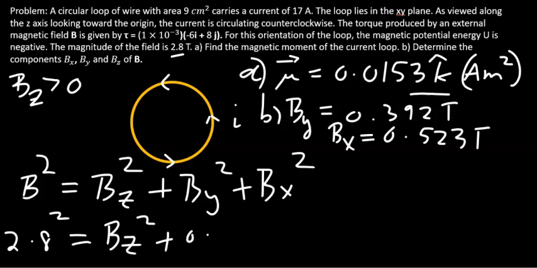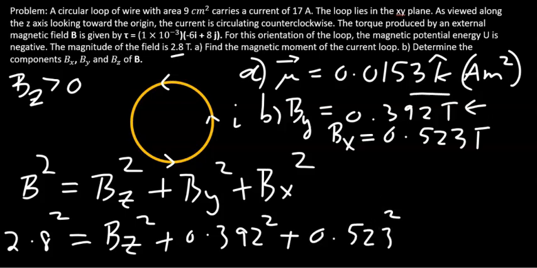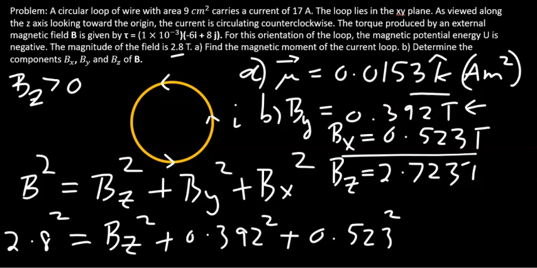By is 0.392 squared. That's from here. Bx squared is 0.523 squared, because we know Bx from there. And solving for Bz, we get 2.723 Tesla. And that solves the problem.